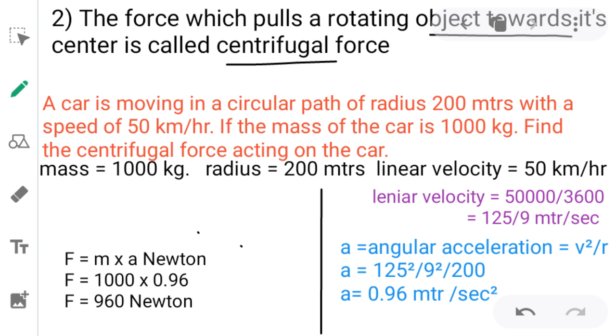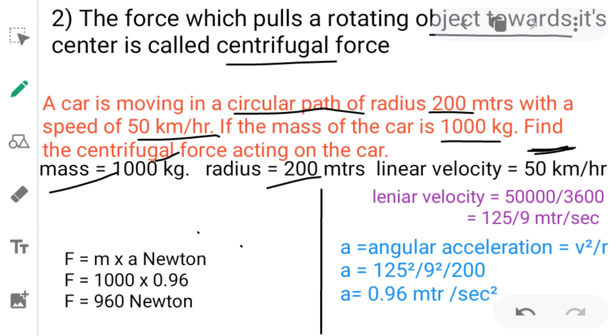A car is moving in a circular path of radius 200 meters with a speed of 50 kilometers per hour. So this is the linear velocity; whatever speed of the car is given, it is linear velocity. If the mass of the car is 1000 kg, find the centrifugal force acting on the car. So the data given: mass is 1000 kg, radius is 200 meters, and linear velocity is given.